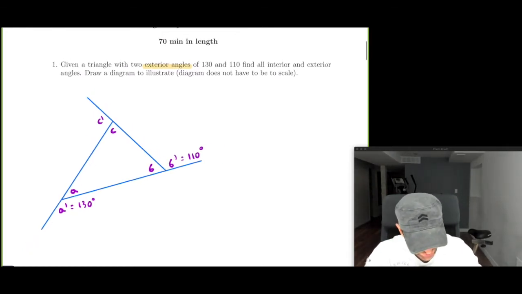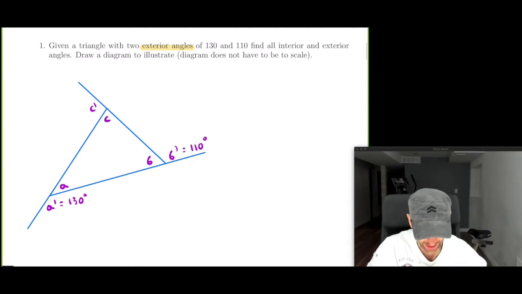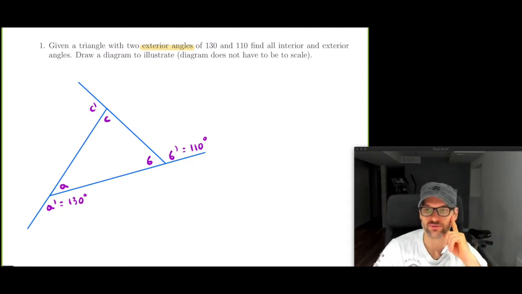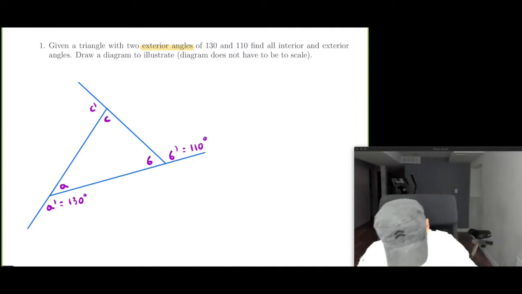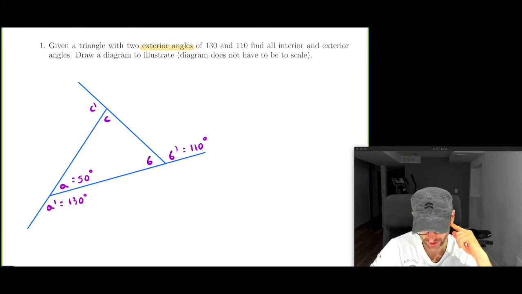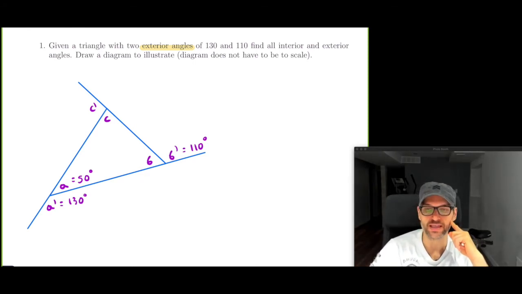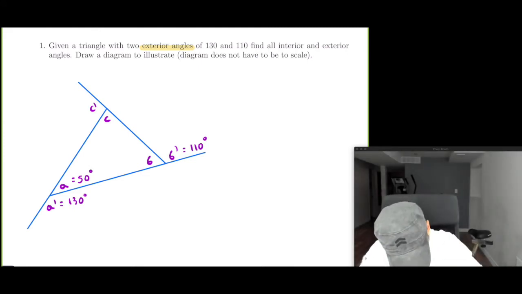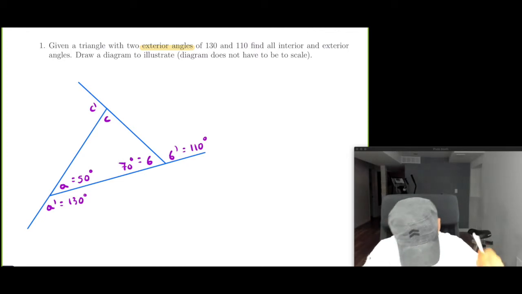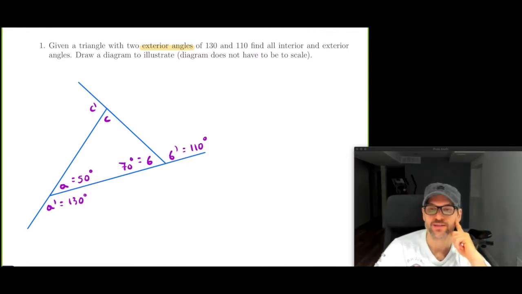Now, if we want to find all the interior and exterior angles, we can do that using the various things we have learned. First of all, supplementary angles are something we're going to use. We can very quickly find out what angle A is, and that will be 50 degrees because supplementary angles add up to 180. There you go, we have A. Same thing for B, so that's going to be 70 degrees, because 70 plus 110 is 180.